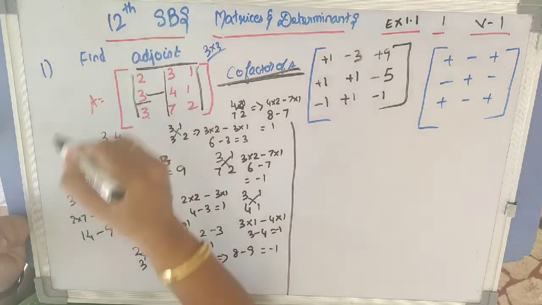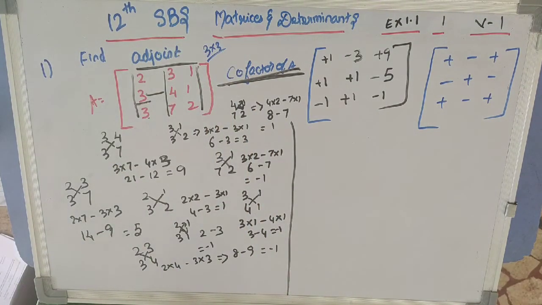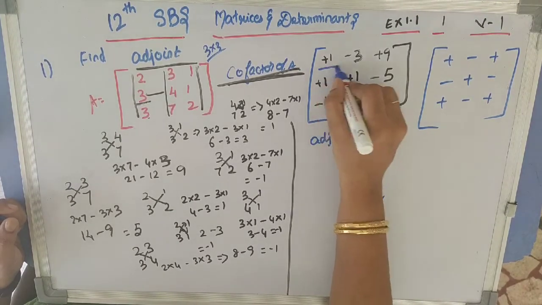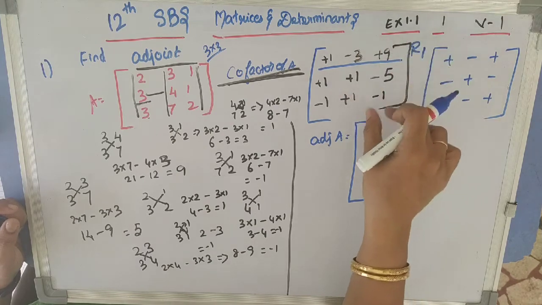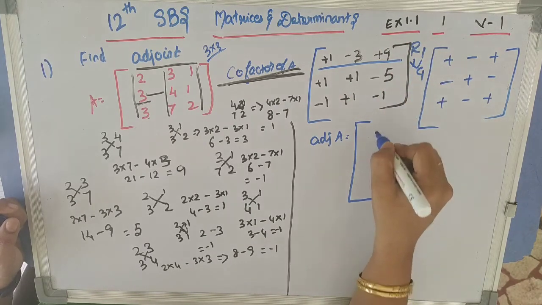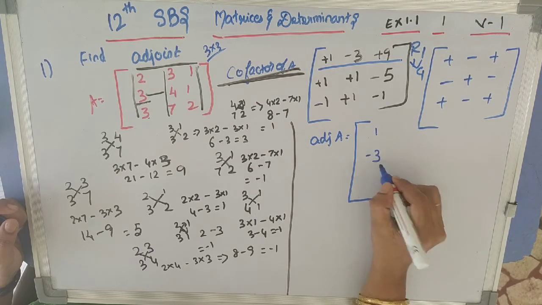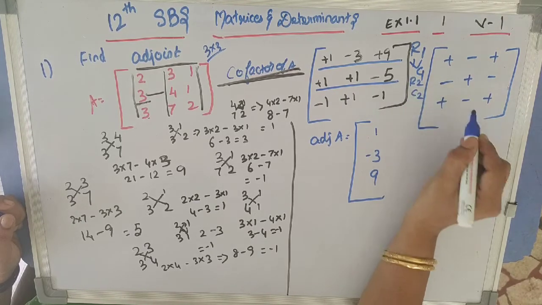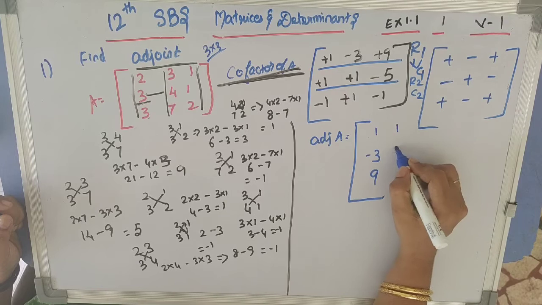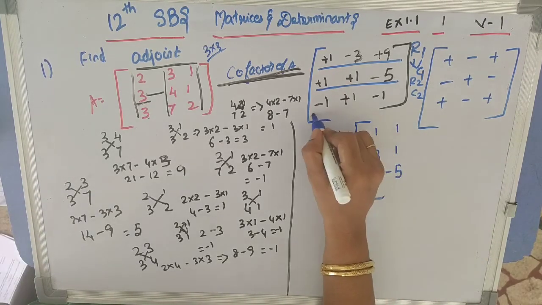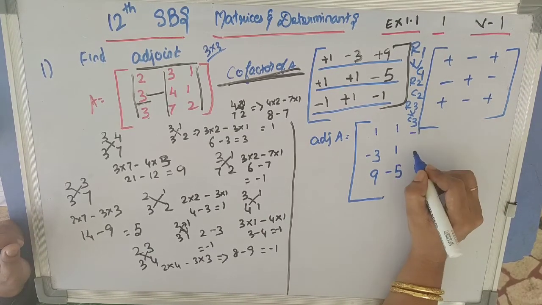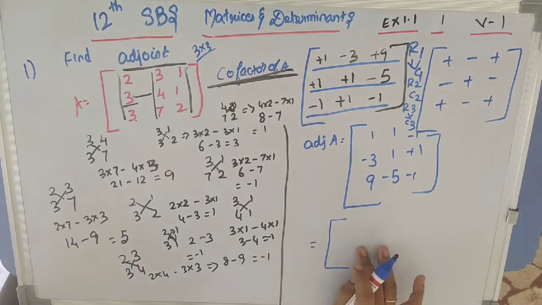Now what should we find? Adjoint of A, isn't it? How can you find that? It is very easy. We have to change the rows of the cofactor into columns. Row 1 into column 1: 1, minus 3, 9 as a column. Row 2: 1, 1, minus 5 as column 2. Now I am taking row 3 in the cofactor, minus 1, plus 1, minus 1, and changing it into column 3.